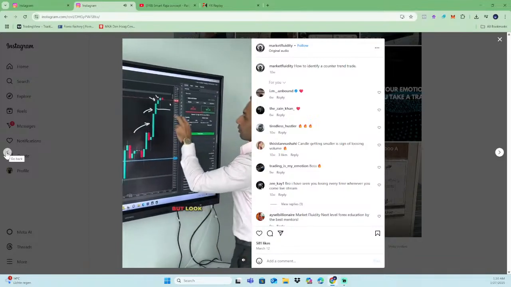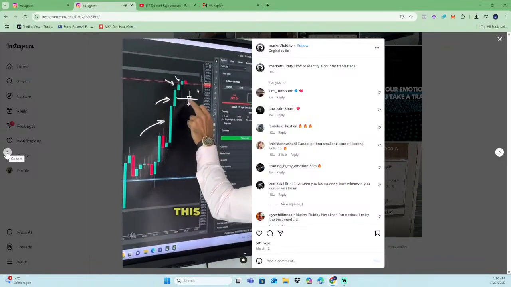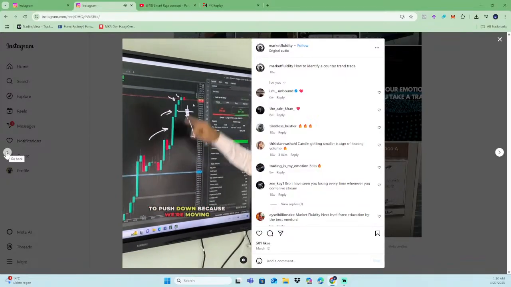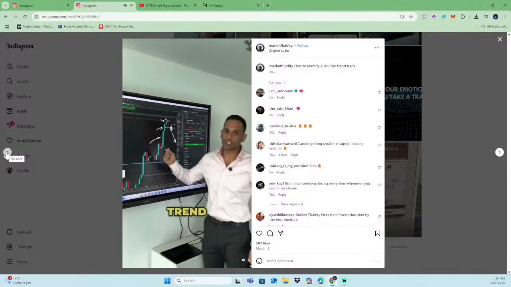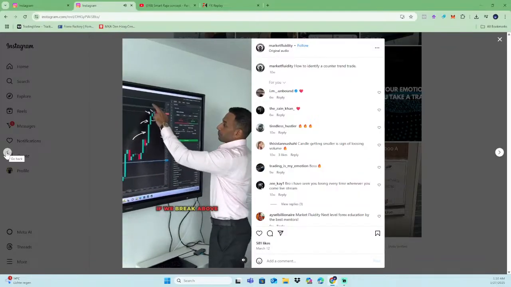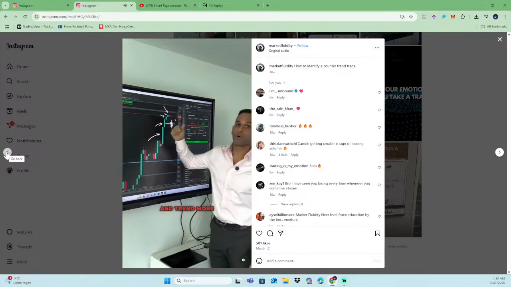But look, once we create support, and if we break support, this will be my confirmation for price to continue to push down, because we're moving up. The only way you can take a counter trend trade is if we break support. But if we break above this candle high, that would be an impulse entry and trend more in Market Future University.